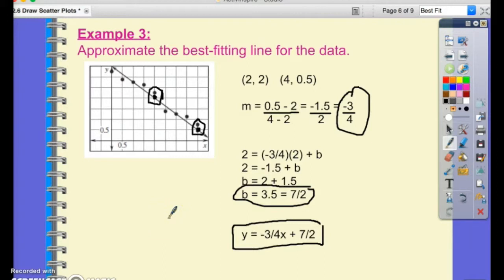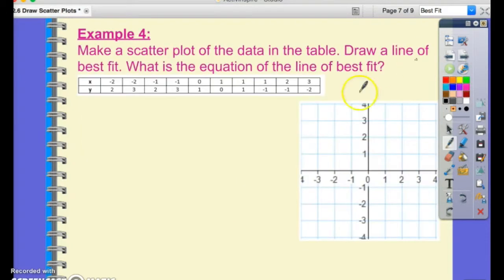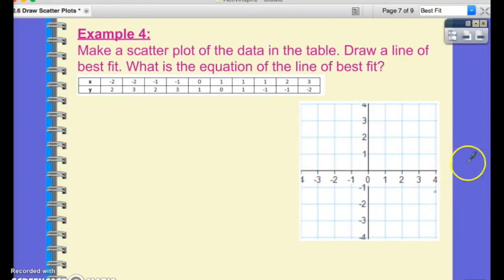Now here's the thing with these. Our answers are going to be close, but no two people really should have the same exact answer because we all can pick different points, and you'll see that as we go along here. Okay, so let's look at the next one. Now we're going to make a scatter plot and do everything as well. So plot your points here.